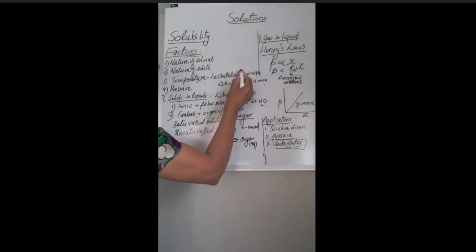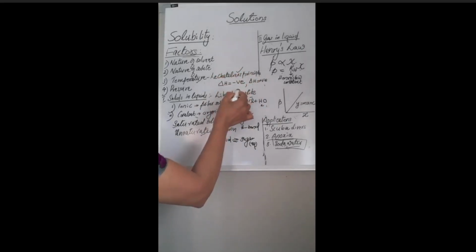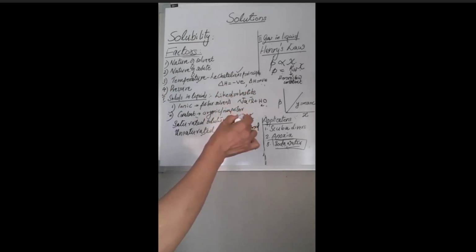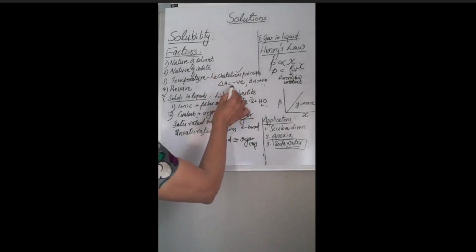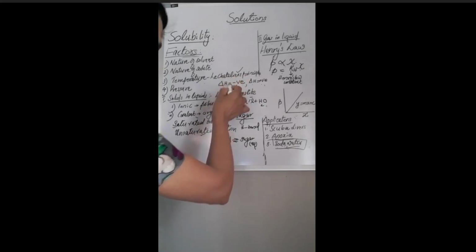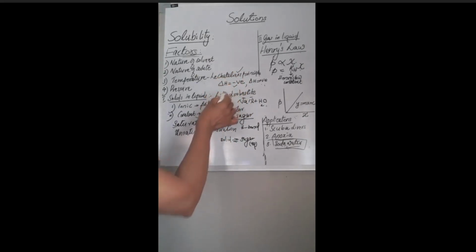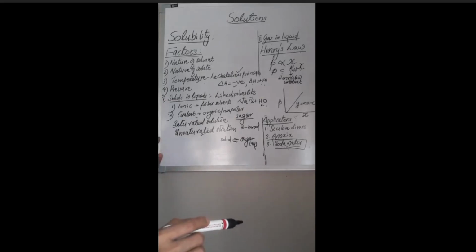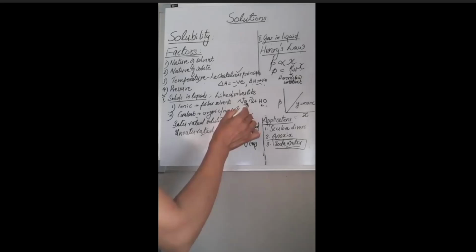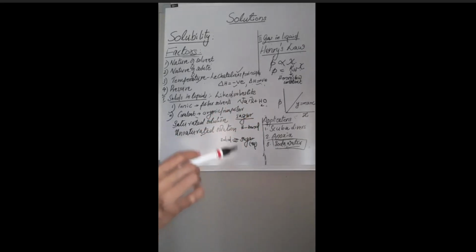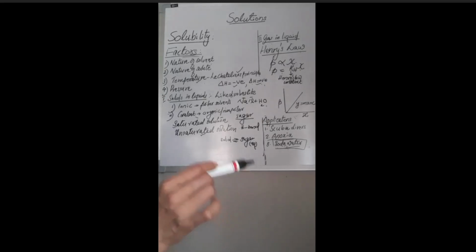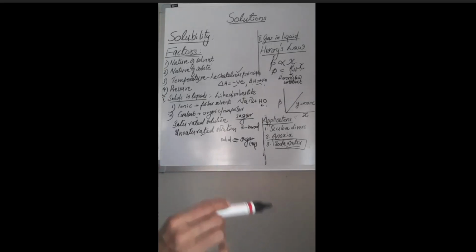Then we can apply Le Chatelier's principle to explain the effect of temperature on the solubility of such dissolution processes. So if the dissolution process is exothermic, according to Le Chatelier's principle, solubility of the substance will decrease with increase in temperature. And similarly, if the dissolution process is endothermic, solubility of the solute in that solvent will increase with increase in temperature.